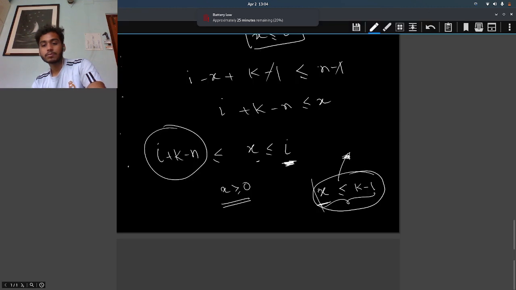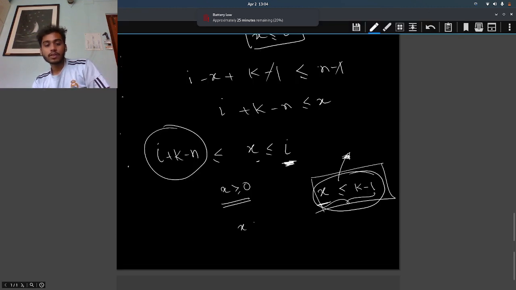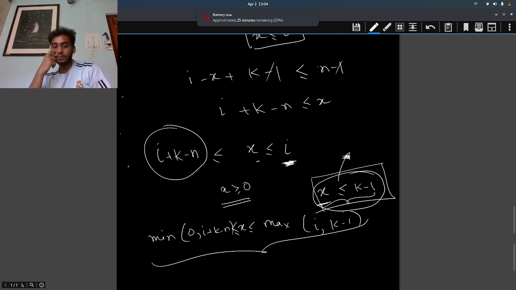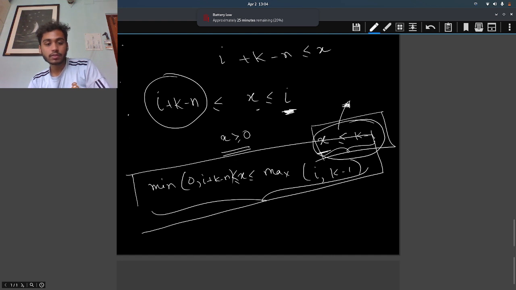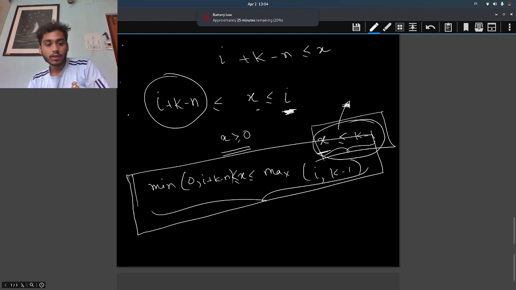So that is how. Now basically our range will boil down to maximum of i comma k minus 1 and minimum of 0 to i plus k minus n. This will be our range for x. Fine, that's okay. So for any i, we know that these are the ranges of values of x for which i should be connected to i plus k minus 2x minus 1, right?